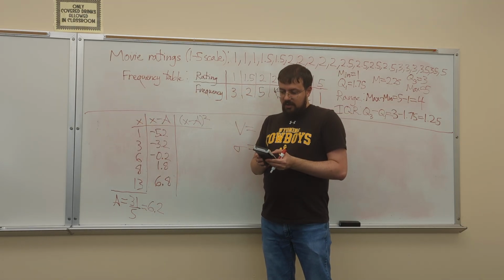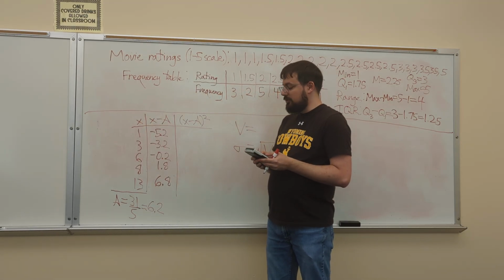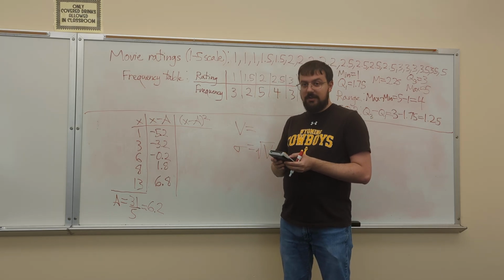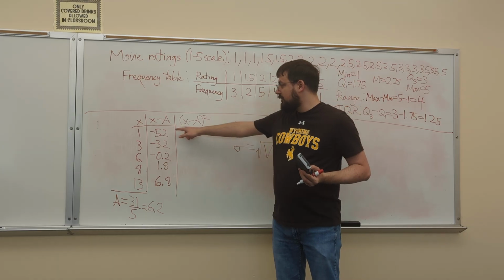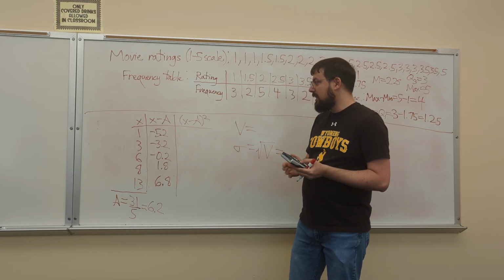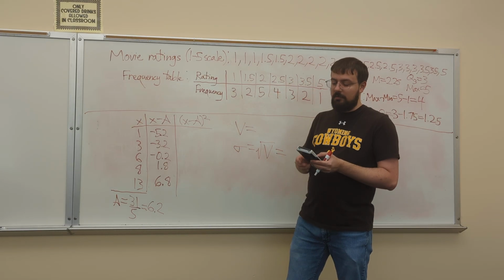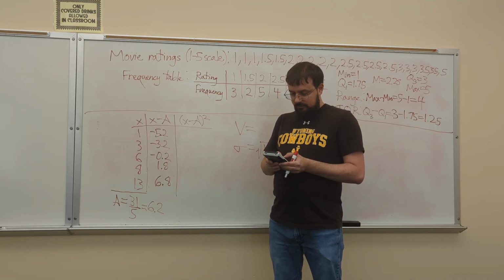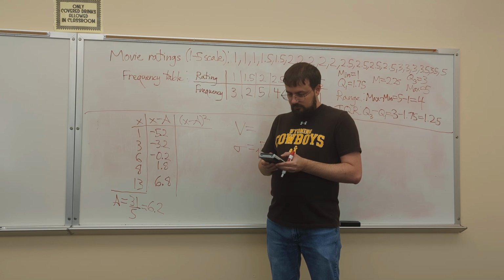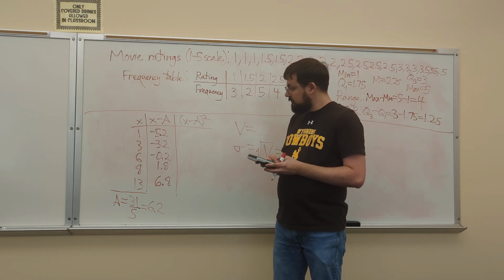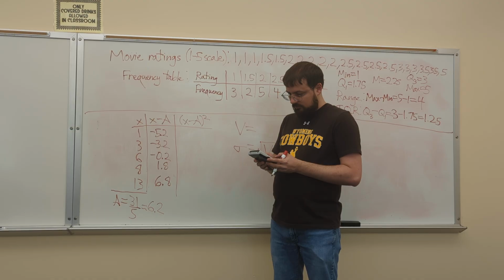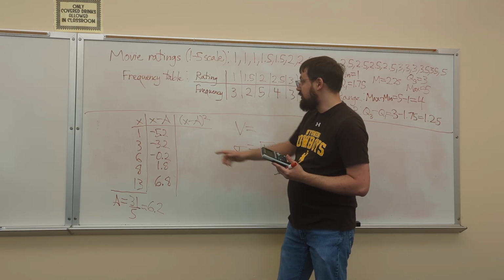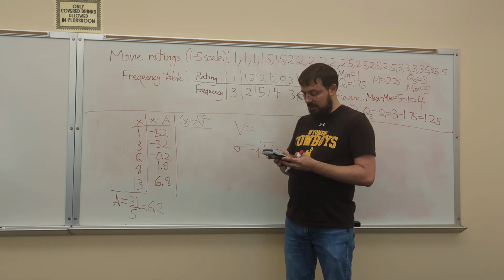This next step is where it becomes really handy to have list functions on your calculator. It makes this step a lot faster. If you don't, you can of course just square every individual one of these and then take the average of all of them, which is the next step that we're going to do. So what we would do in this case is square all of these deviations that we just calculated in the last step.